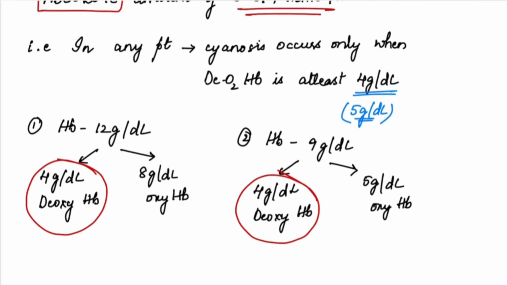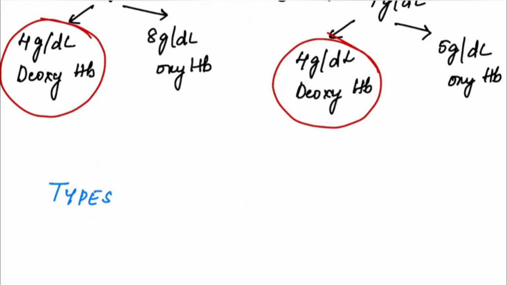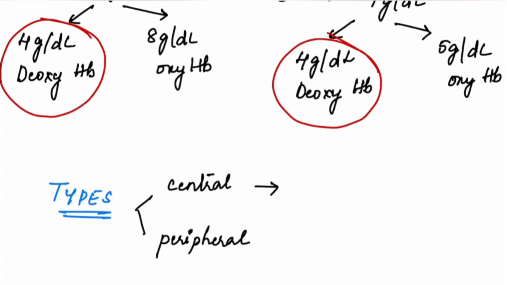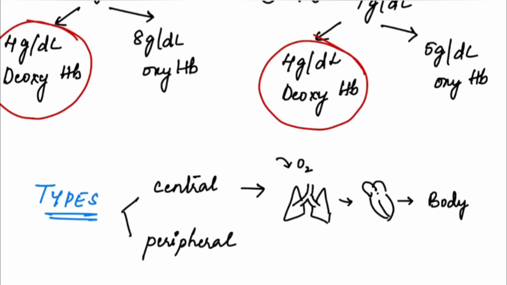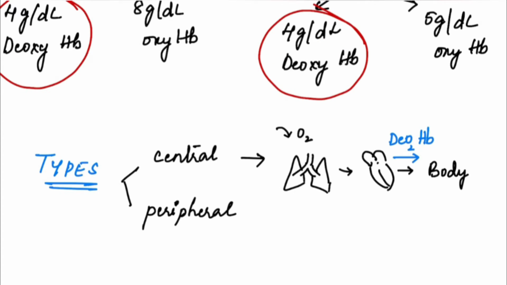Okay. Now, types of cyanosis: there are two types, namely central and peripheral. In central cyanosis, the blood that is being pumped out from the heart already contains deoxygenated hemoglobin. Whereas in peripheral cyanosis, the blood that is being pumped out contains oxygenated hemoglobin, but by the time it reaches the distal part of the body, it becomes deoxygenated. Now let's look at central cyanosis.